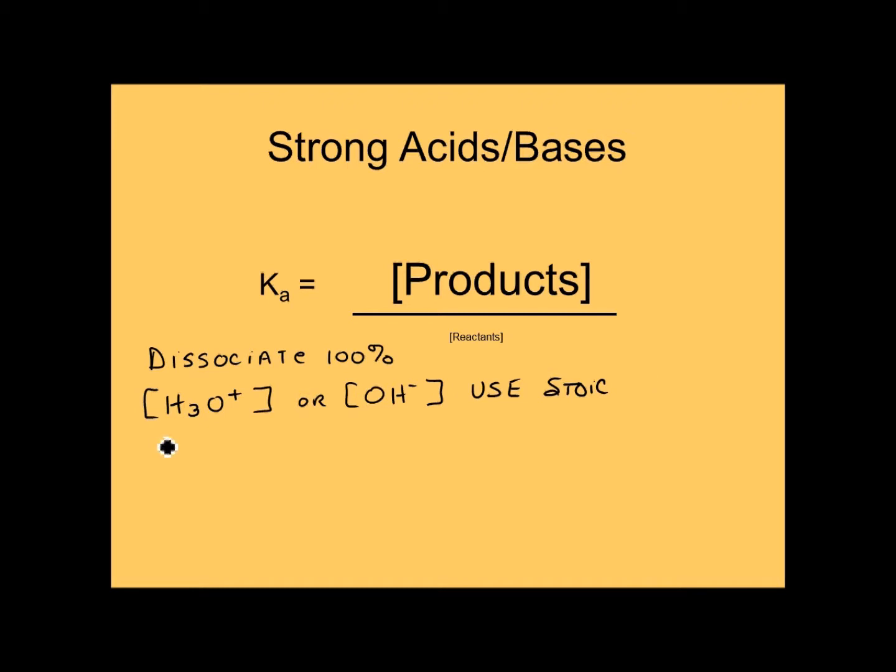There are 7 strong acids that you have to memorize. First one is hydrochloric acid, HCl. The second one is hydrobromic acid, HBr. The third one is hydroiodic acid, HI. The next one is nitric acid, HNO3.